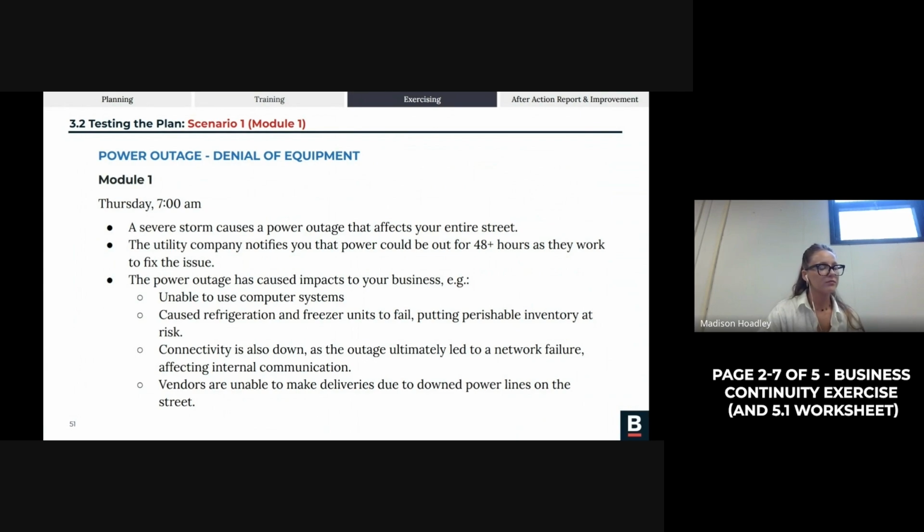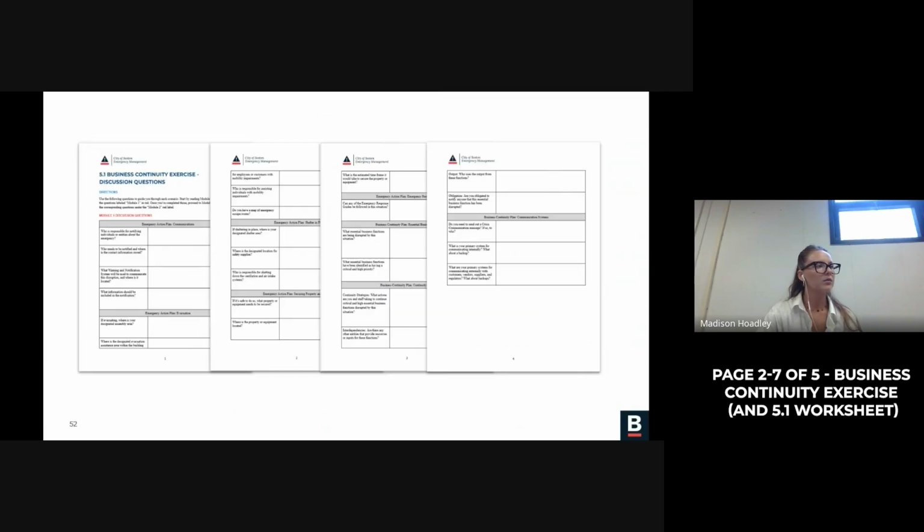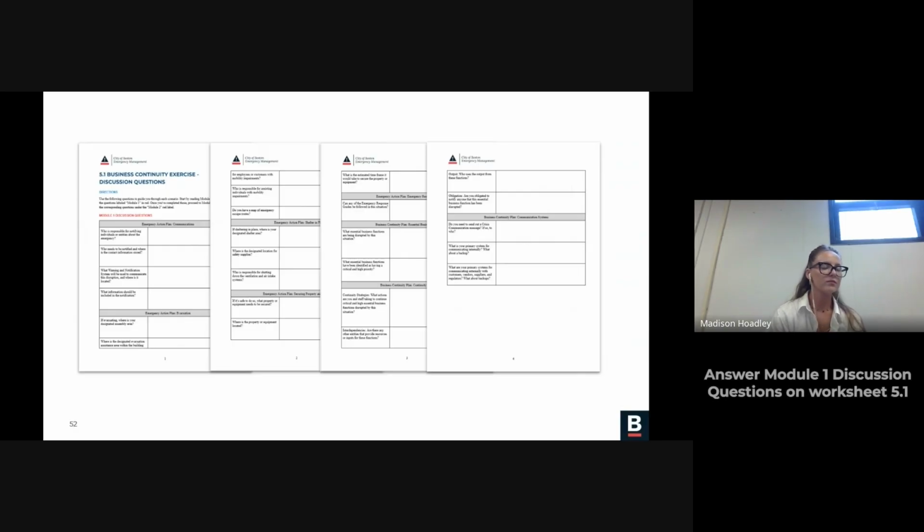So once you've worked through this and feel like you've absorbed all of this information, you are going to turn to that 5.1 sheet or in your exercise document. And you're going to start working through these questions, the emergency action plan questions, with module 1 titled above it. So module 1, those are the questions we want to answer first and foremost. So your emergency action plan, your communication questions, evacuation questions, shelter in place. Just start answering those questions, and then we'll move on to module 2.